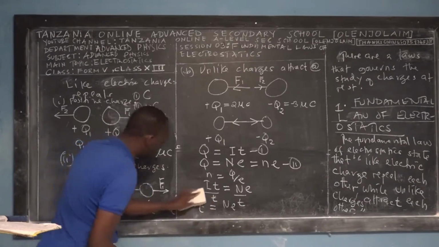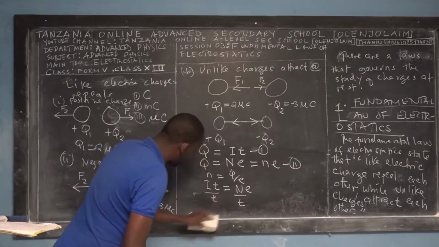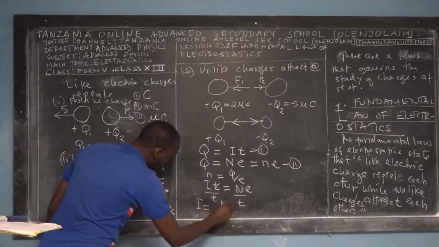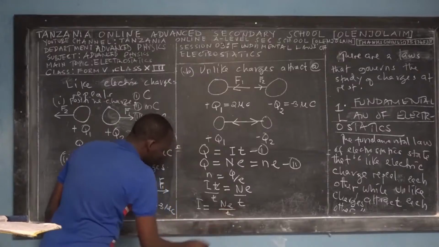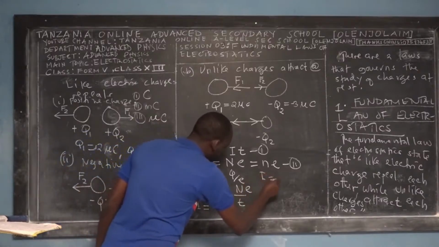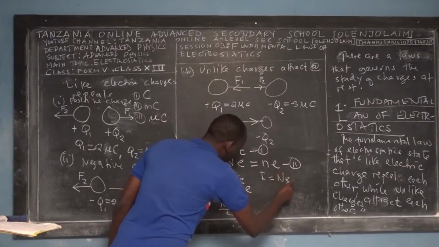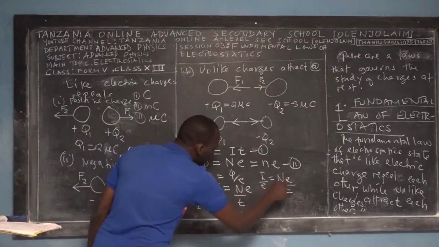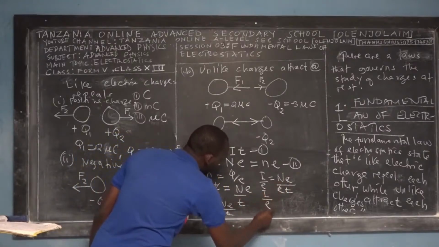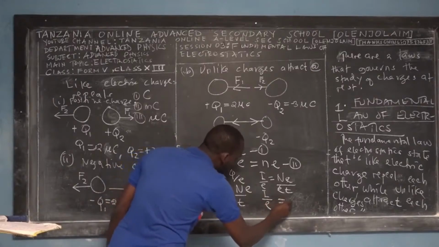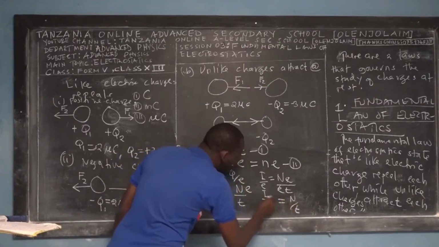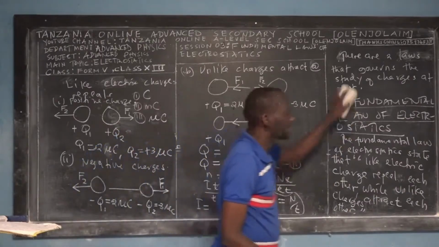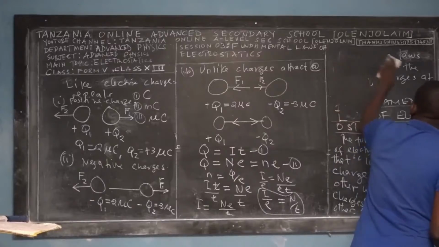So time over time, time and time cancel. We find that current is equal to number of electrons times electronic charge over time. So if we divide by electronic charge, it cancels, and you have the ratio of electric current to electronic charge equal to number of electrons over time. This is a rather important expression. That's all about the fundamental law of electrostatics.